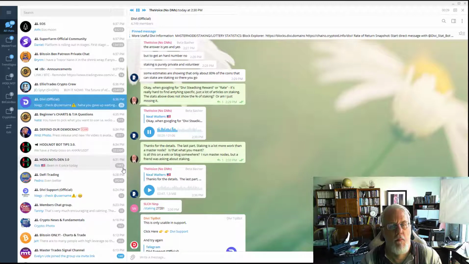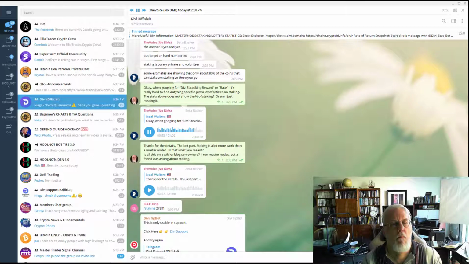And like I just said up above, some estimates are showing that potentially only about 80% of the spendable coins are staking. So it's not necessarily 100%. The bot in support assumes that all of the spendable are also staking.